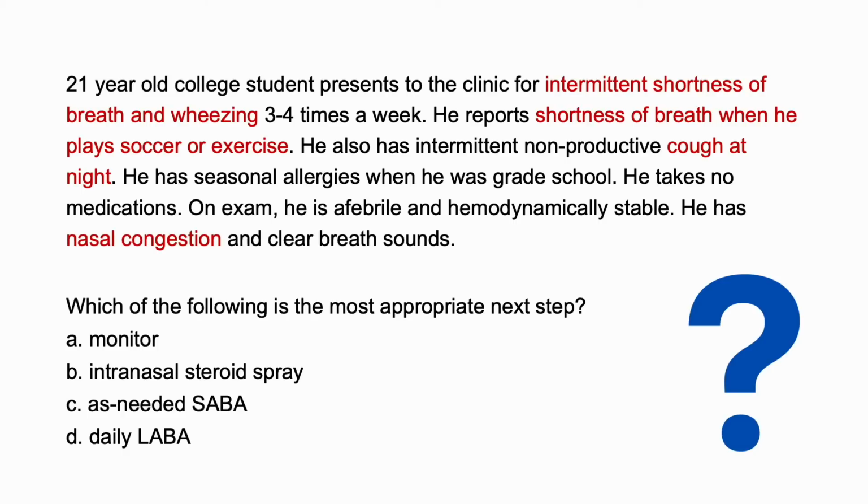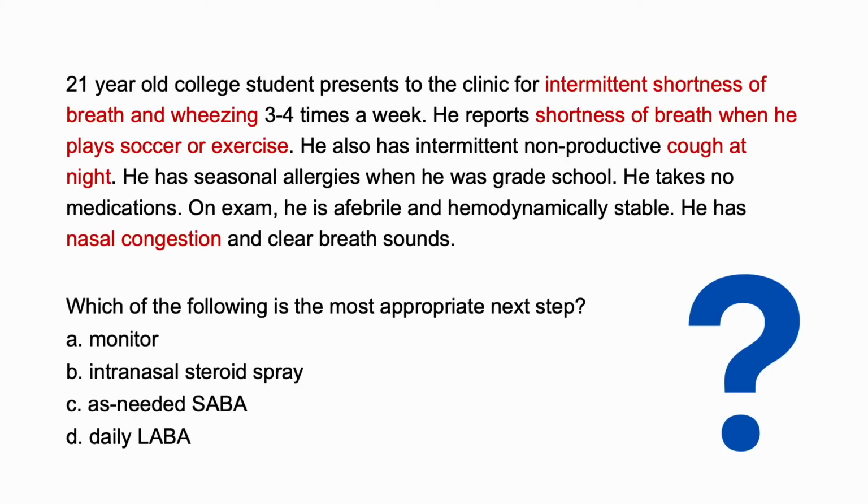A 21-year-old college student presents to your clinic for intermittent shortness of breath and wheezing about 3 to 4 times a week. He reports shortness of breath when he plays soccer or even when he exercises. He also has intermittent, non-productive cough at night. He had seasonal allergies when he was in grade school. He takes no medications. On exam, he is afebrile and hemodynamically stable. He has nasal congestion and clear breath sounds. Which of the following is the most appropriate next step?